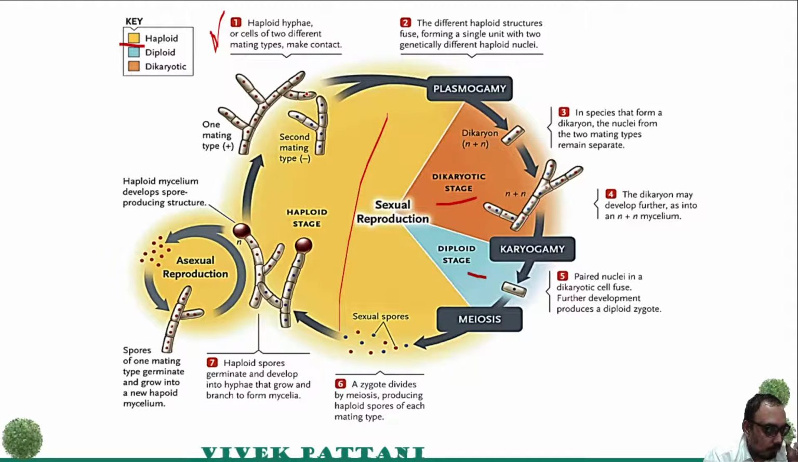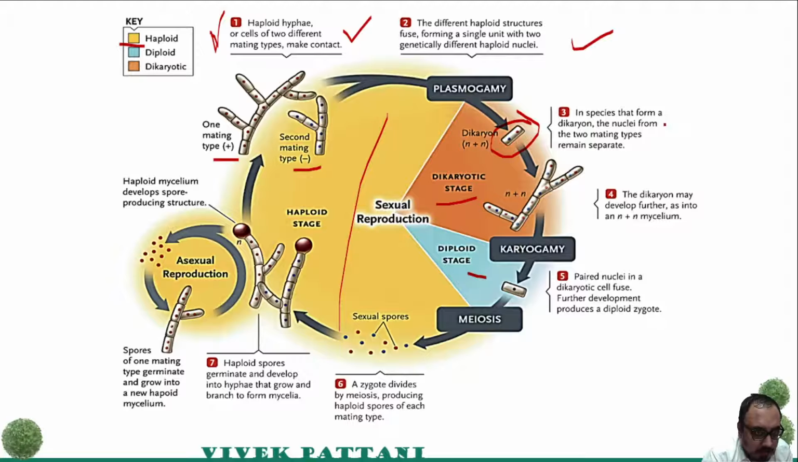So we start the process of reproduction with one mating type, plus, and a second mating type, minus, where plus is the donor and minus is basically the recipient. The haploid hyphae, or cells of two different mating types, make contact, and these different haploid structures fuse, forming a single unit with two genetically different haploid nuclei.